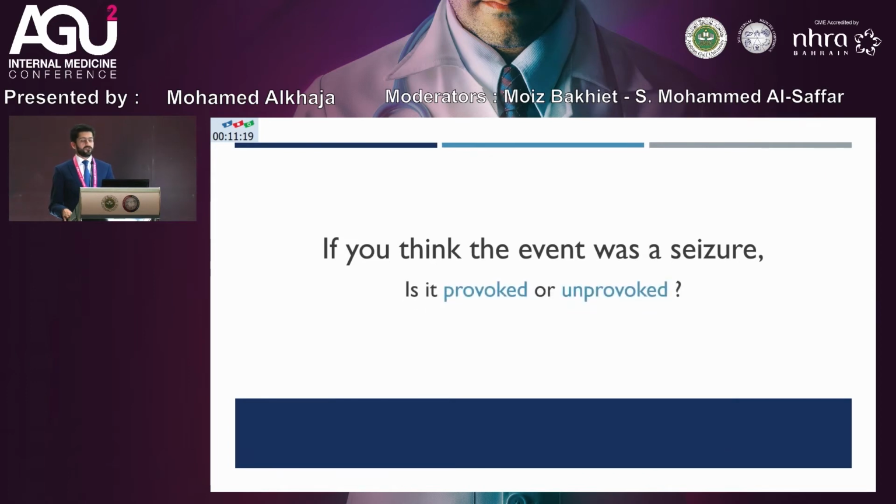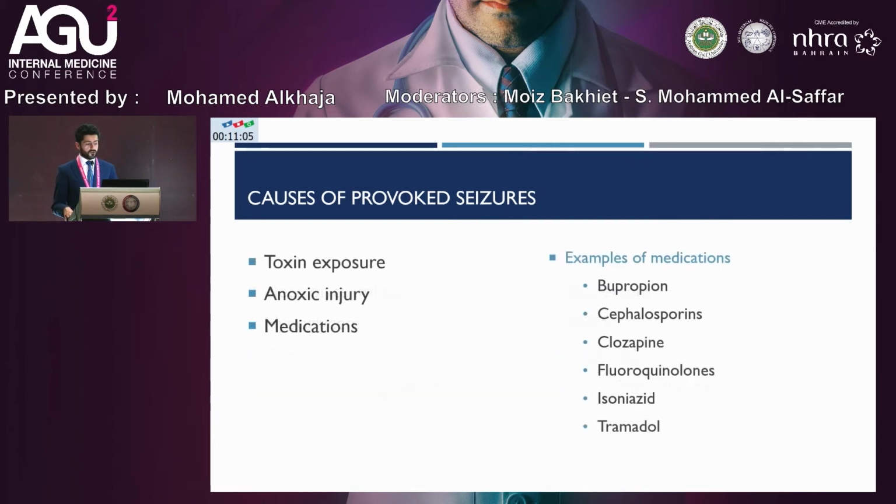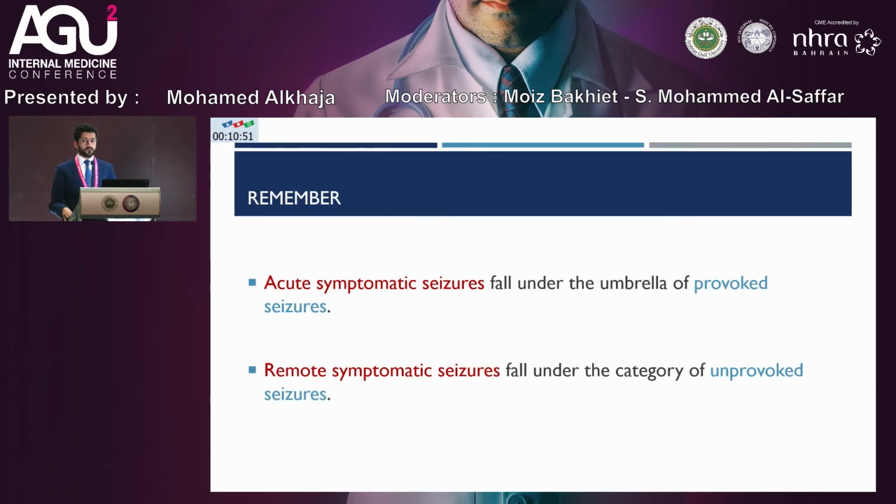Now, if you think the event was a seizure, is it provoked or unprovoked? Causes of provoked seizures include electrolyte imbalances, hypoglycemia, organ failure, alcohol or drug withdrawal, eclampsia, illicit drugs, and hypertensive emergency. Other causes include some medications: bupropion, cephalosporin antibiotics, some antipsychotics, INH, and tramadol. One thing to remember when classifying provoked and unprovoked are the two terms we mentioned before, acute symptomatic and remote symptomatic. Acute symptomatic falls under the umbrella of provoked seizures, therefore you should not treat. Remote symptomatic falls under the category of unprovoked, so here you might consider treating.